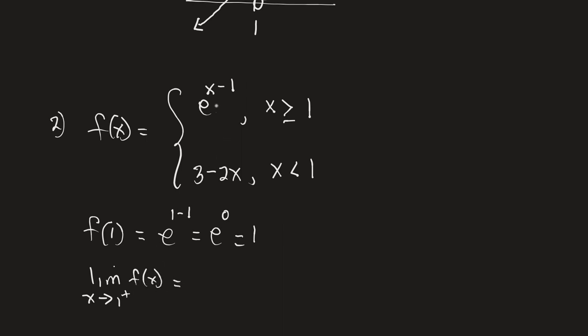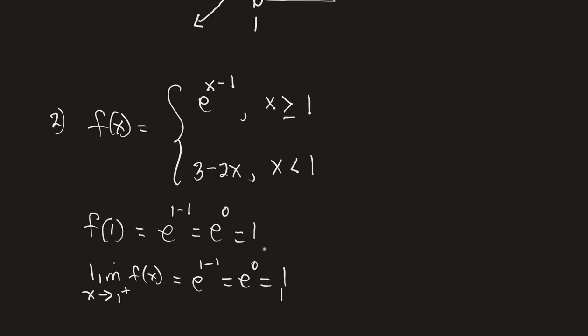Well, 1 plus, you're still using the top piece because you're close to 1 now and just a little bit bigger, right? And you're getting closer and closer to 1. So we would evaluate the top piece of the function. So that's e to the same 1 minus 1. So it's still equal to 1. So what will happen is if the one-sided limit from the right is also equal to 1, then everything would meet up at that same point, right?